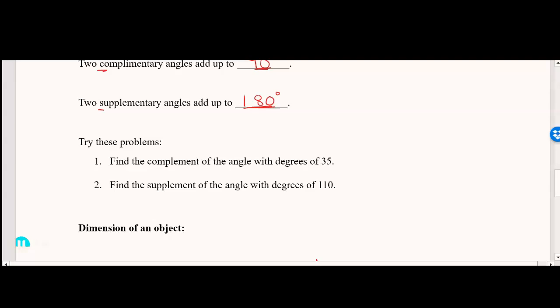Number one, we want to find the complement of the angle with degrees of 35. So we know the two angles are complementary. That means I'm going to take 90, take away 35 to get the complement, and that would be 55 degrees. And here we want to find the supplement of an angle with a degree of 110. In that case, we know that two supplementary angles add up to 180. And so I want to subtract, and I get 70 degrees.